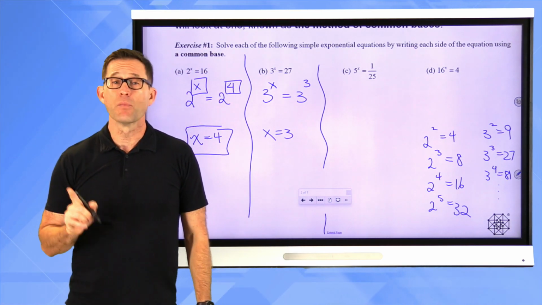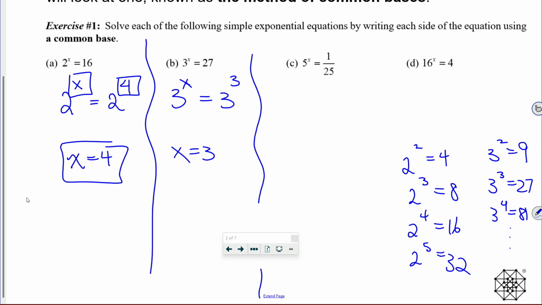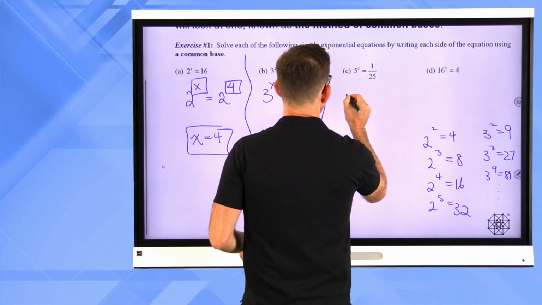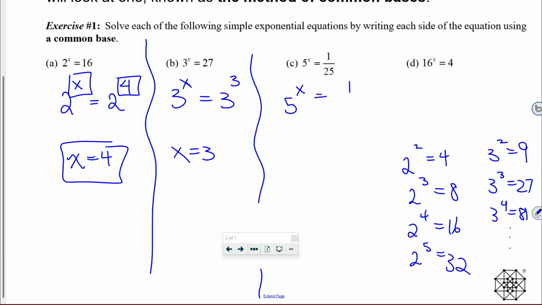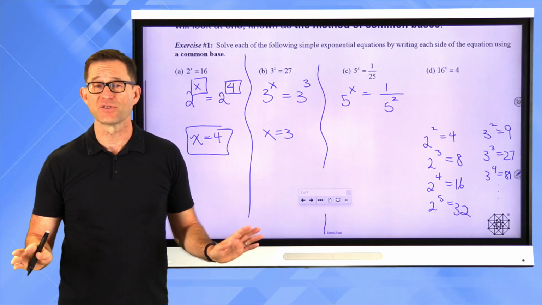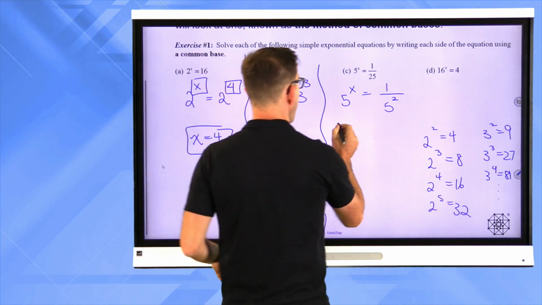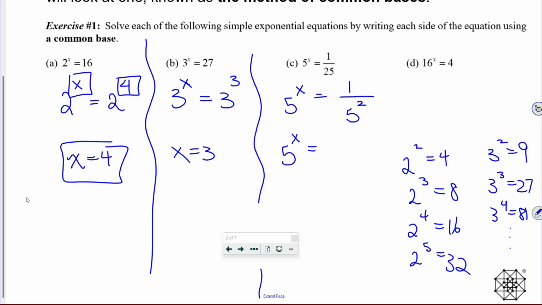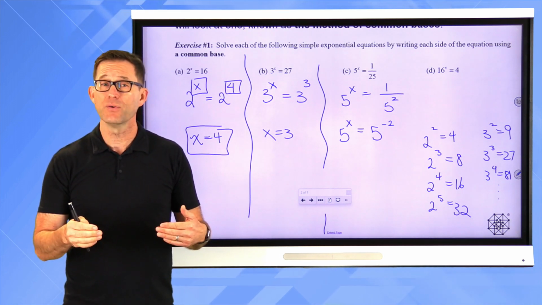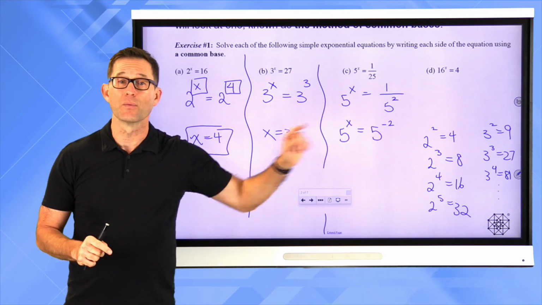Now, letter C is more challenging because I have 5 to the x is equal to 1 over 25. Now, one thing I should know for certain is that 25 is 5 squared. So I can certainly say 5 to the x is equal to 1 over 5 squared. Last thing I would want to then conclude, though, is that x is equal to 1/2, because it certainly isn't. In fact, now I should say, well, 5 to the x is equal to 5 to the negative 2, because 1 over 5 squared is the same as 5 to the minus 2. And therefore x is equal to negative 2.